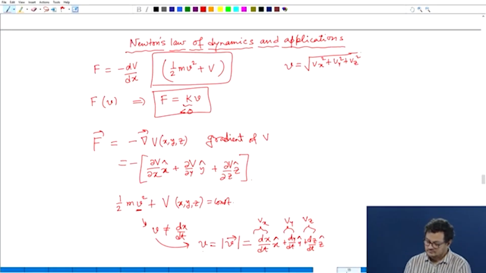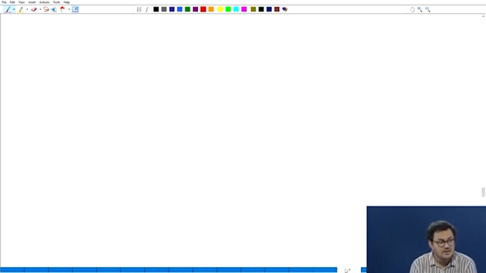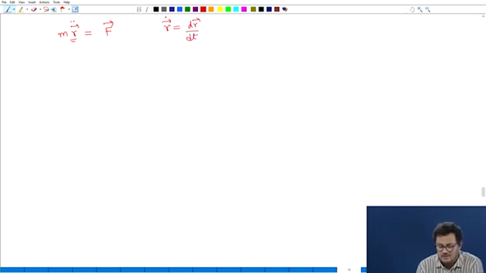For that part you have to start from m r double dot is equal to F. This is a symbol I am now introducing deliberately. When I am saying r dot, this simply means d/dt of the r vector. For example, for just a scalar phi, if I say phi dot, it means d phi/dt, the total differentiation of phi with respect to time.